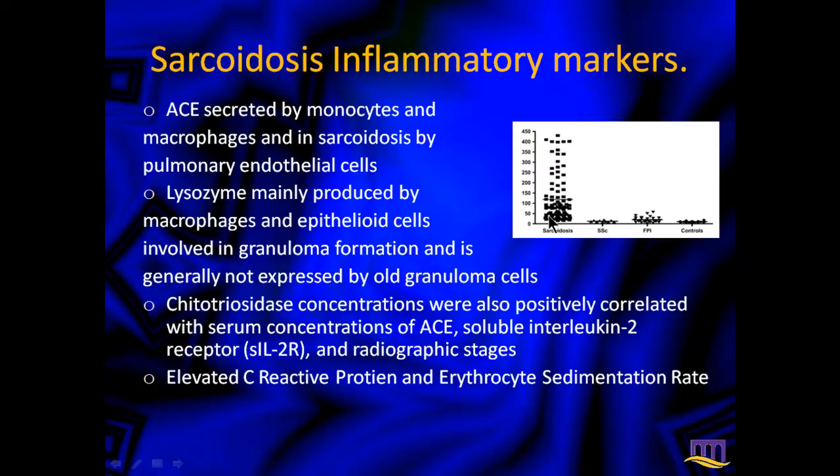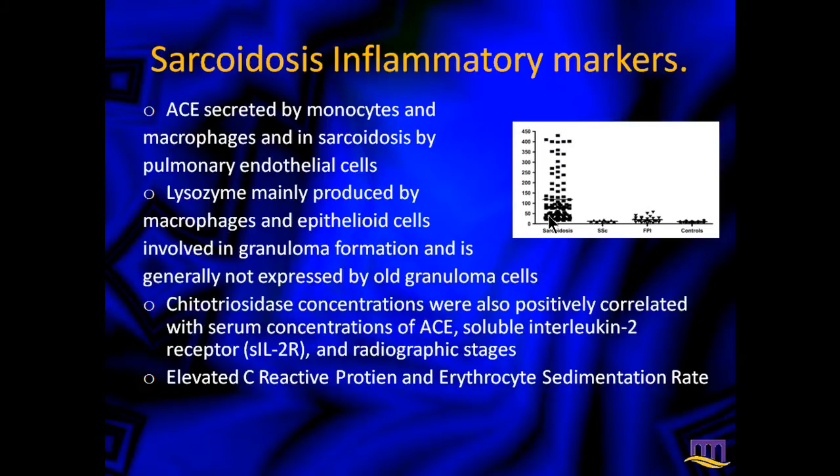Lysozyme has also been proposed, but this enzyme will not be expressed by all granulomatous cells, so it's also not as good a marker. Other proteins like chitotriosidase have possibly been correlated with ACE, soluble IL-2, and radiographic stage, but still are not indicative of the disease. Elevated C-reactive protein and ESR, more than anything, will aid you in seeing if these patients have ongoing inflammation and changes in their current state. That's the best we have right now. So no single marker has been found yet.